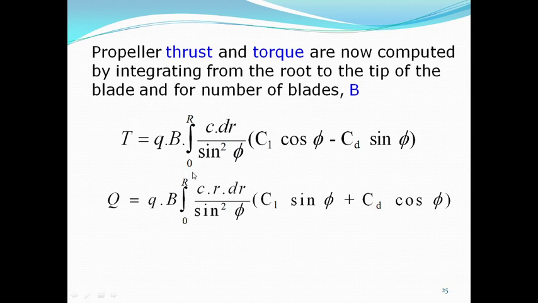So we are just doing the integration from 0 to R, 0 corresponds to the hub and the capital R corresponds to the tip. So this is for the entire blade radius, and if there are a number of blades you need to multiply by the number of blades. So this is the ultimate thrust force and torque equation.